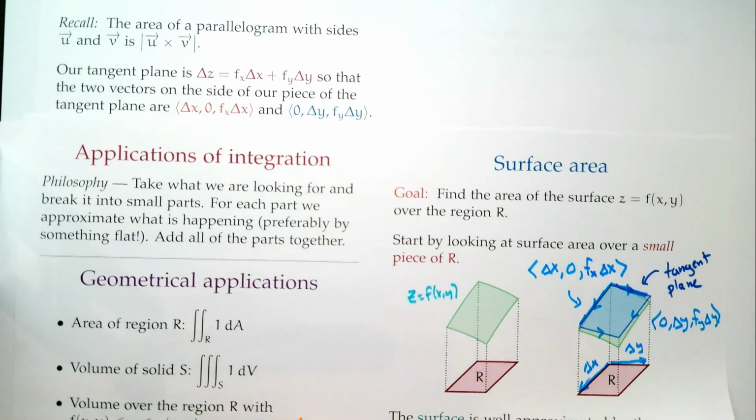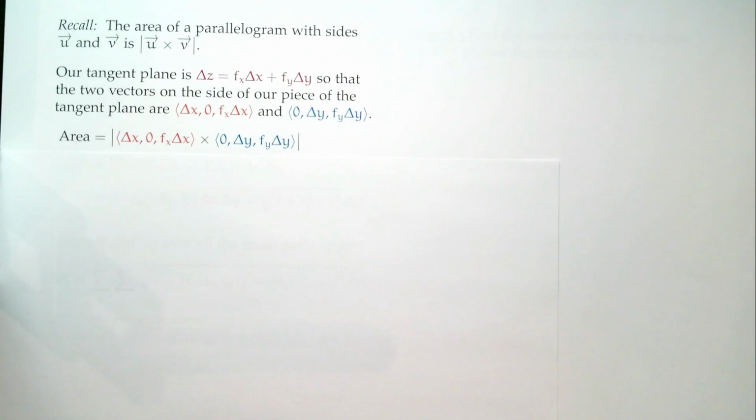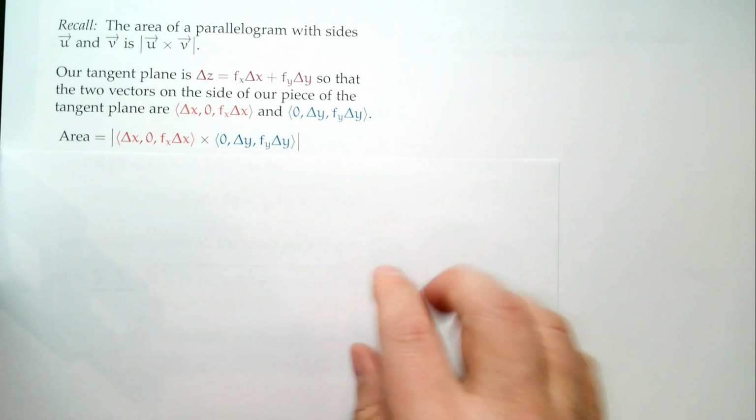And so now we take their cross product. And when we do that, we run through the math. So we have that the area is the cross product of the two vectors. Well, some things we can do.